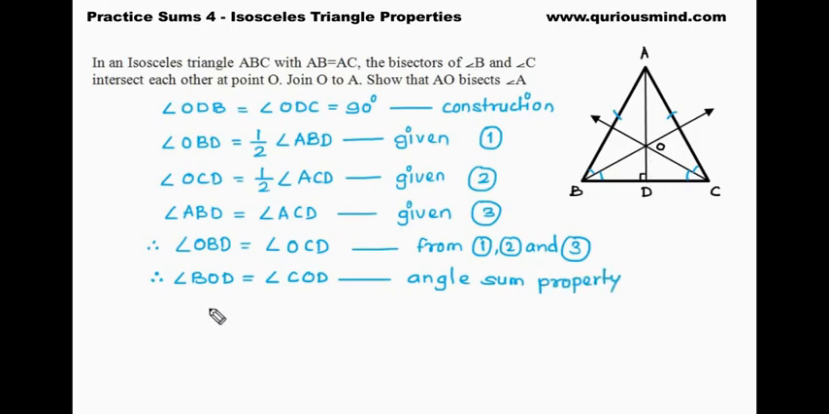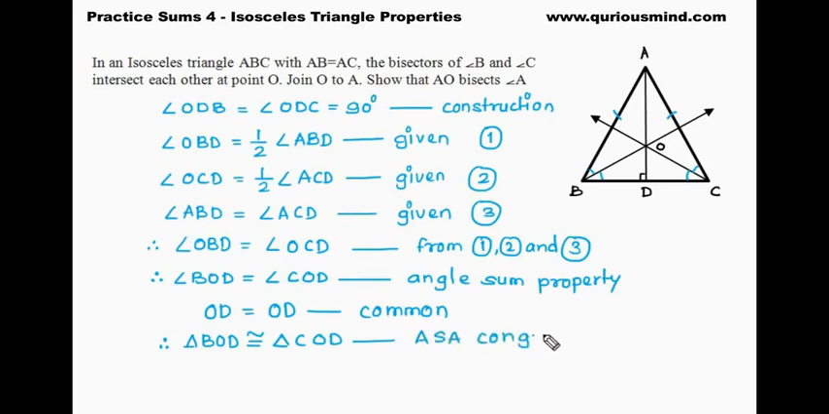And we know OD is common. So we know this angle equal, this is common, and this angle equal. And therefore these two triangles are congruent. Now, since these two triangles are congruent, their corresponding parts are going to be equal. So OB is going to be equal to OC.